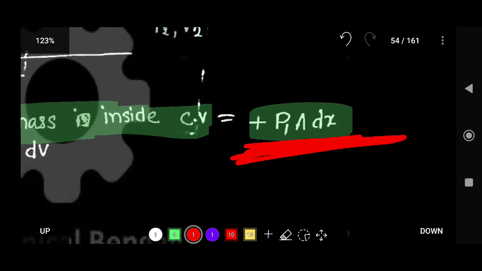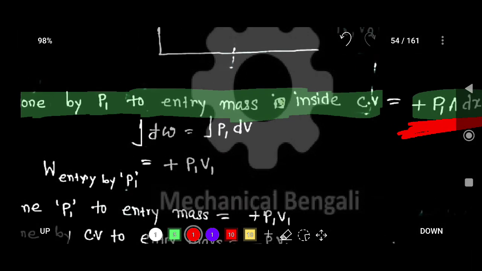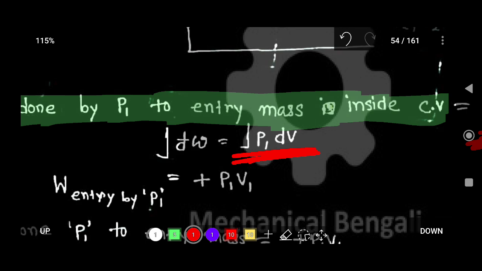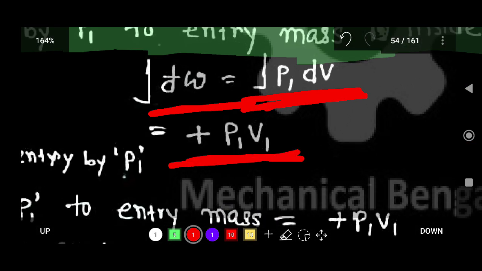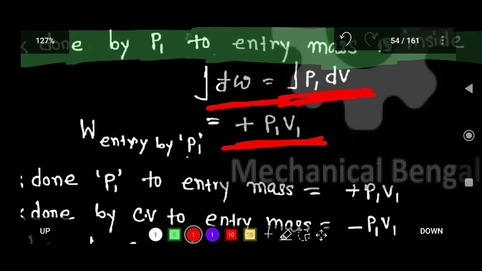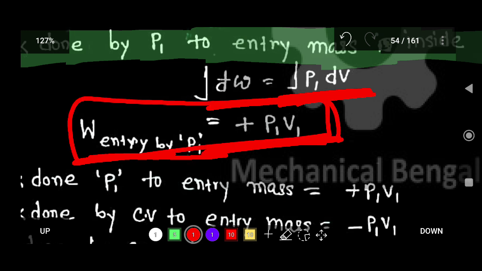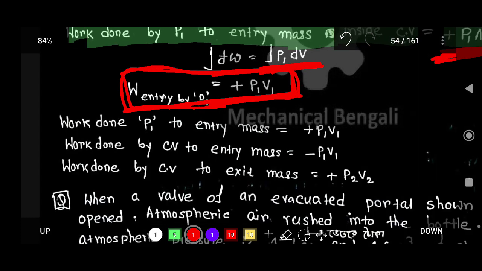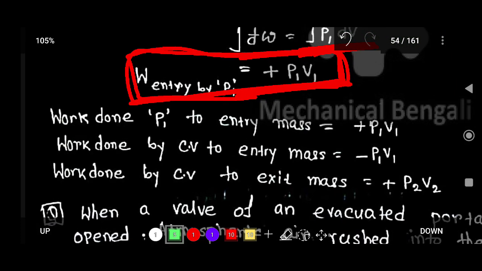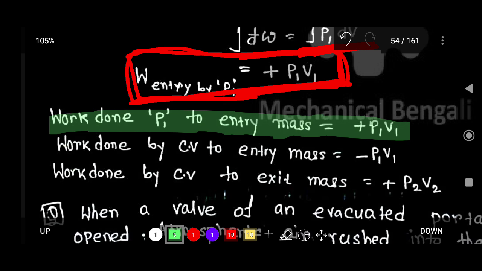So A into dx is basically dV. So from here you can say P1 into dV. If you integrate this, integration of delta W equals integration of P dV, so from here you get P1 V1 basically. So W entry by P1 is equal to plus P1 V1. You can say the work done by P1 to enter the mass is equal to plus P1 V1.